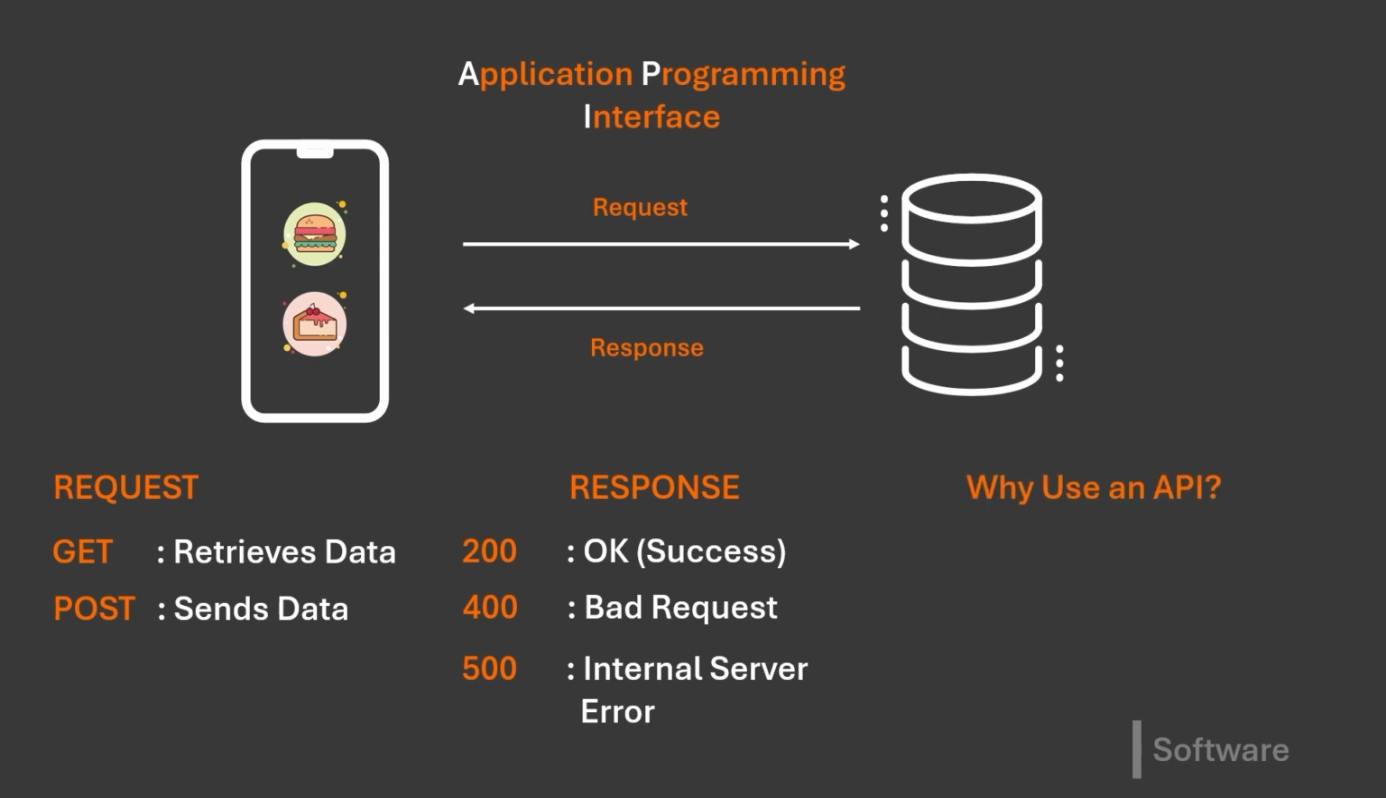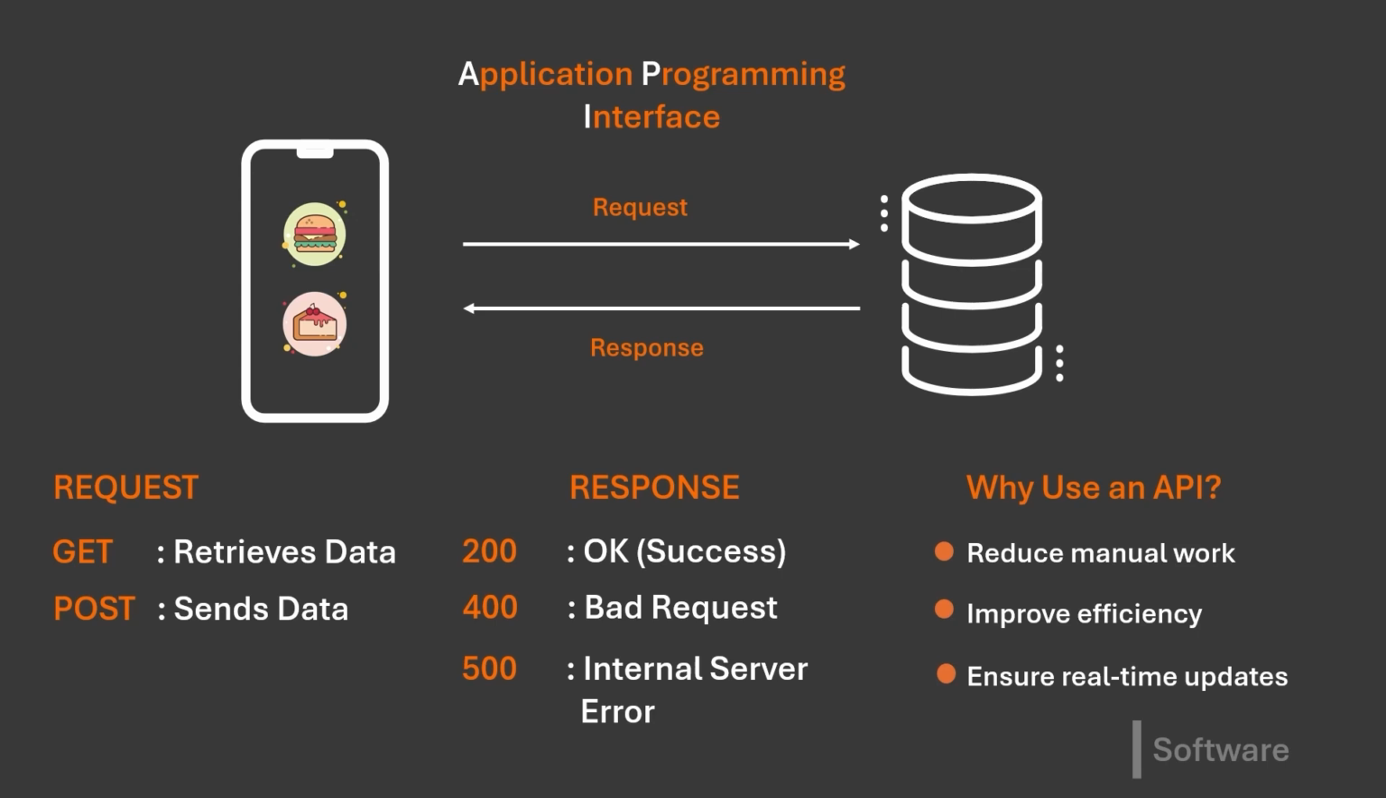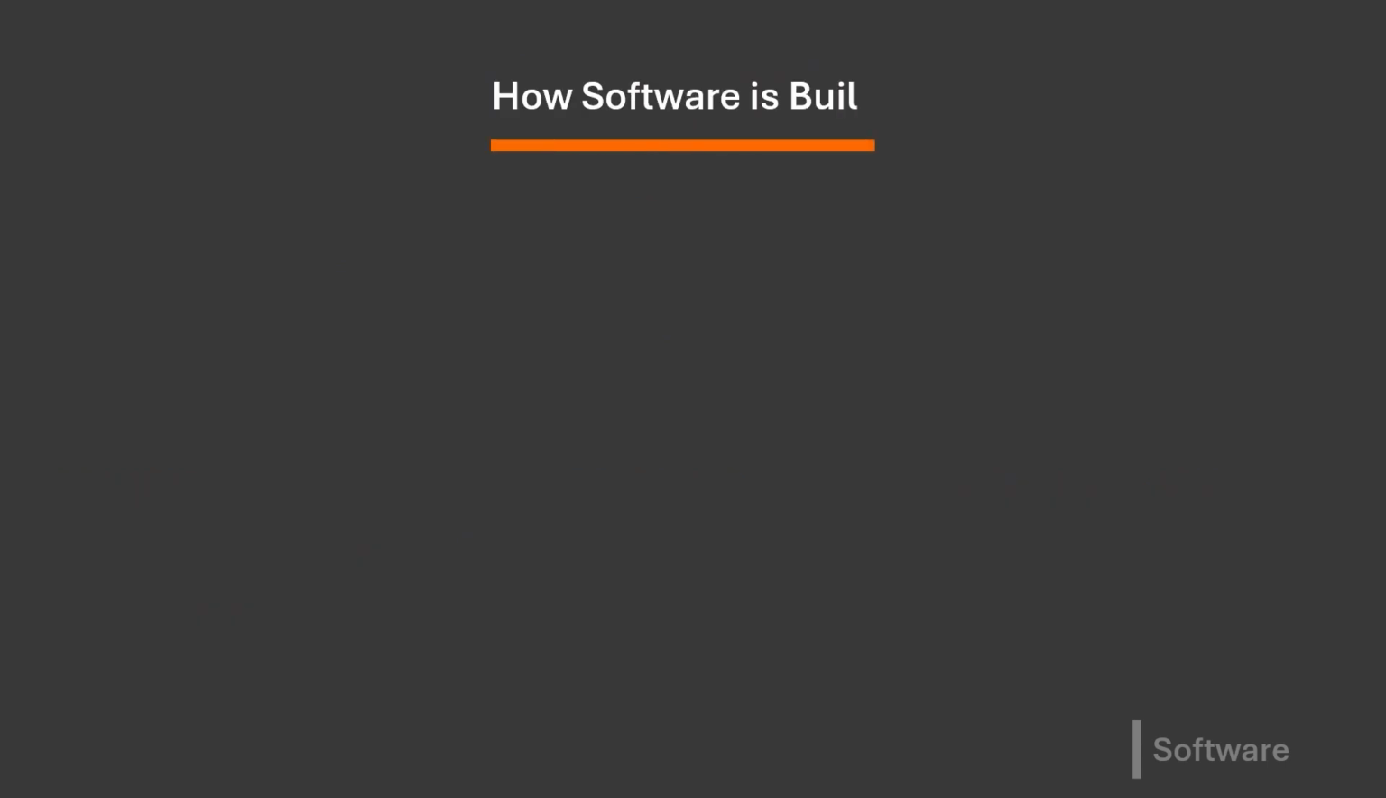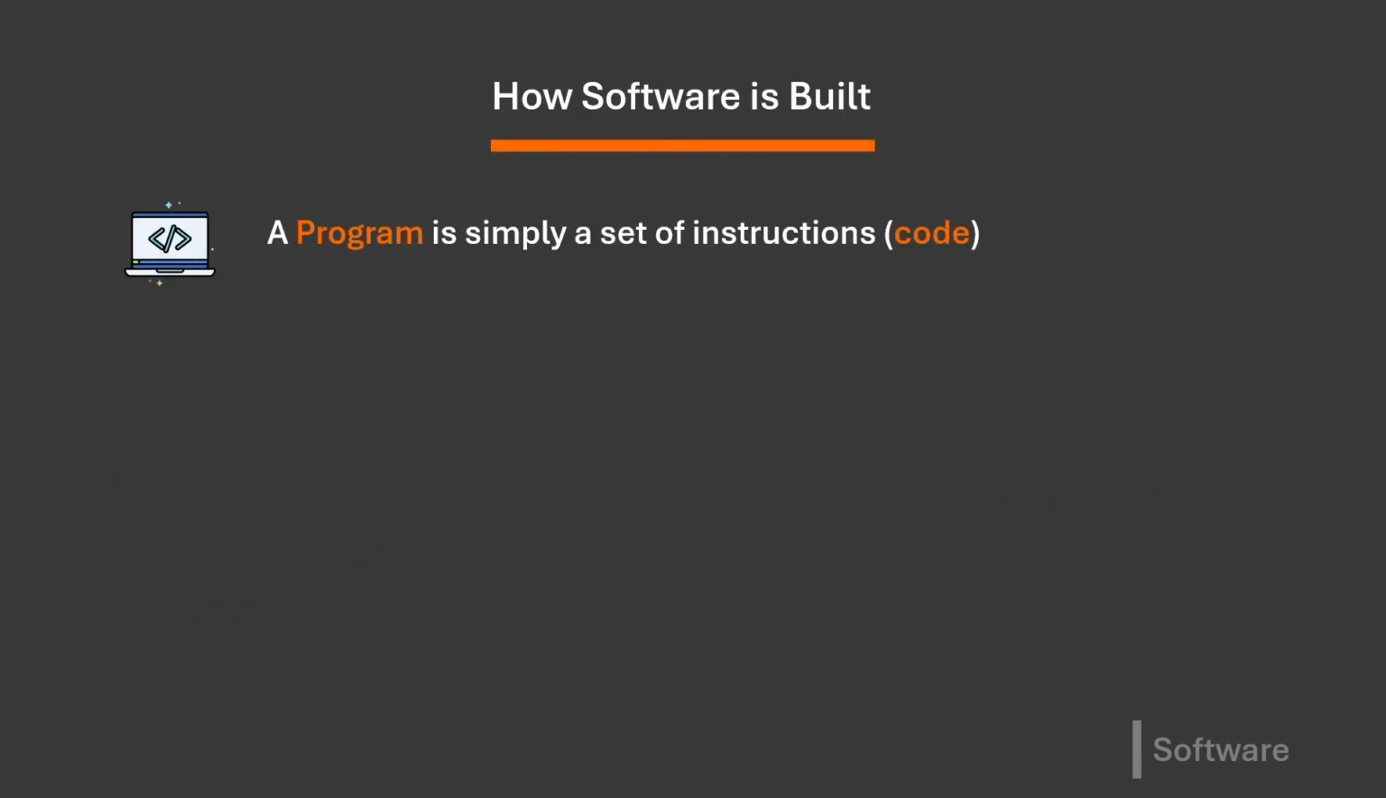APIs make business operations smoother by reducing manual work, improving efficiency, and ensuring real-time updates. That's why businesses rely on APIs to integrate systems like CRM, finance tools, and e-commerce platforms seamlessly. A program is simply a set of instructions written as a code that tell a computer what to do.